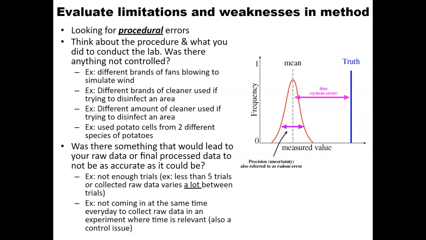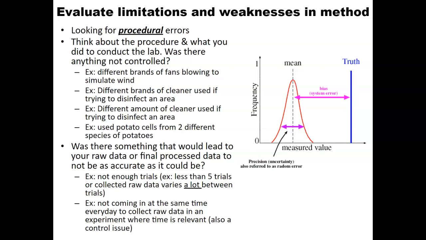Was there something that would lead your raw data or final process data to not be as accurate as it potentially could be? For example, not enough trials, right? So a lot of times raw data is going to vary a lot between the trials. So if you had done more trials, is there a way that that would have helped your lab be more accurate? Not coming in at the same time every single day to collect the raw data when time is relevant in your lab, right?